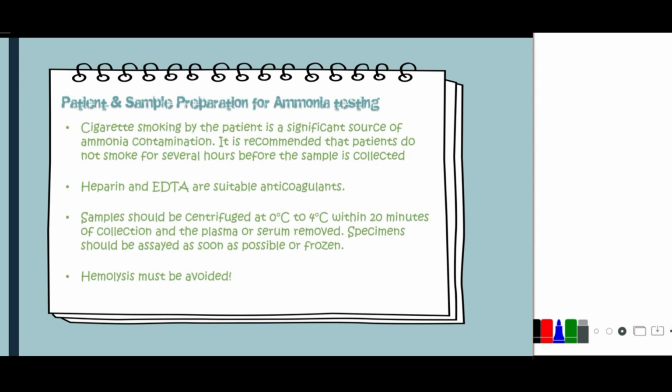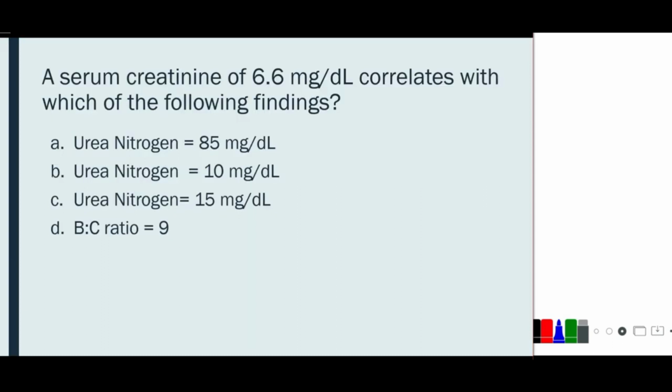And as I have mentioned a while ago, hemolysis must be avoided since our red blood cells contain 3 times more ammonia compared to the extracellular fluid. So we're now down to the last question. A serum creatinine of 6.6 milligrams per dL correlates with which of the following findings?